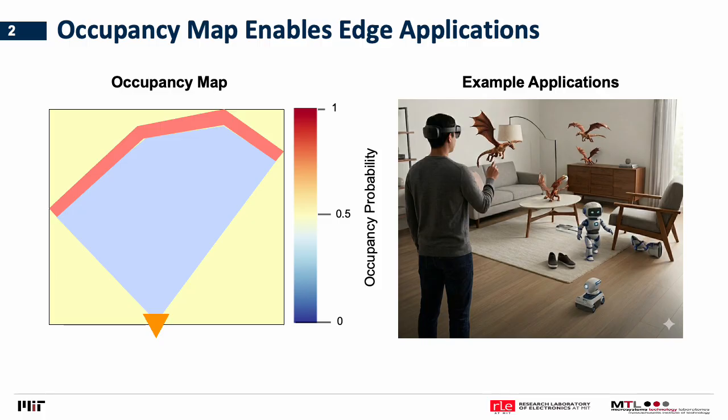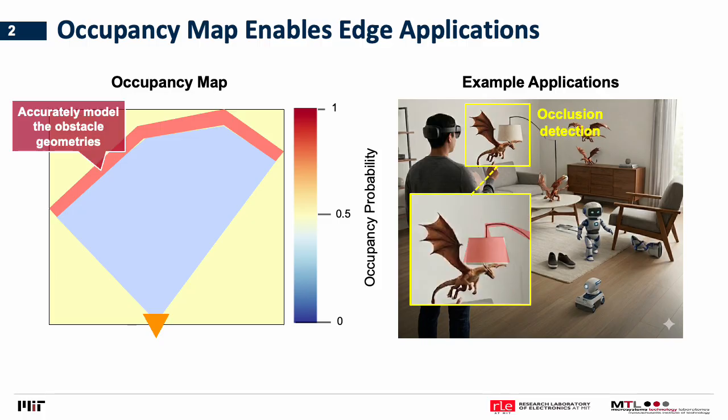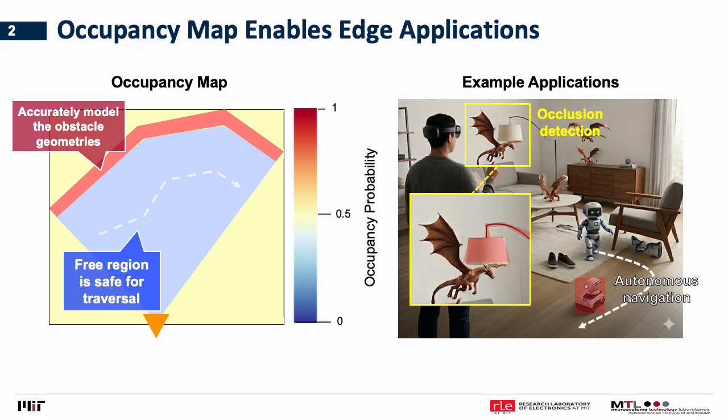For AR/VR headsets, accurate geometry from the occupied region, which is shown in red, allows the headset to occlude virtual objects correctly. On the right, a virtual dragon flies behind a real lamp, not through it. For autonomous navigation, the free region defines where a robot can safely traverse. On the right, this traversal path is highlighted in white, which needs to be contained within the blue free region.